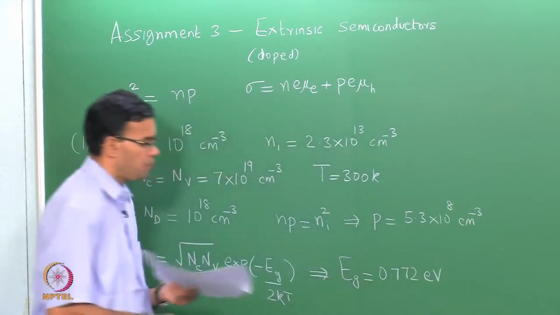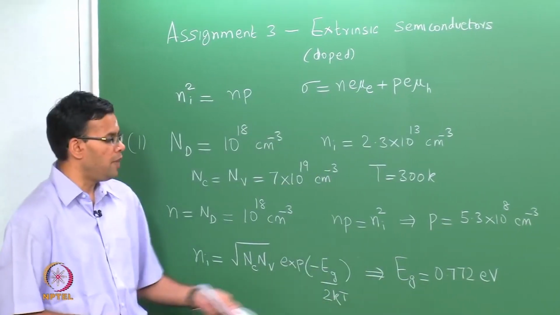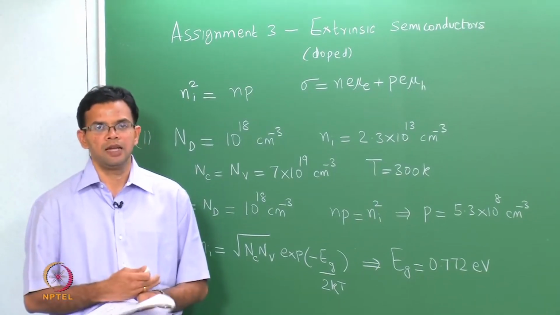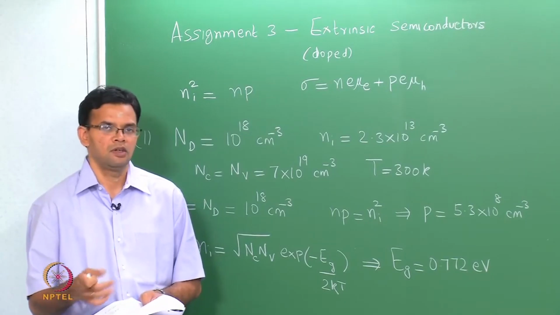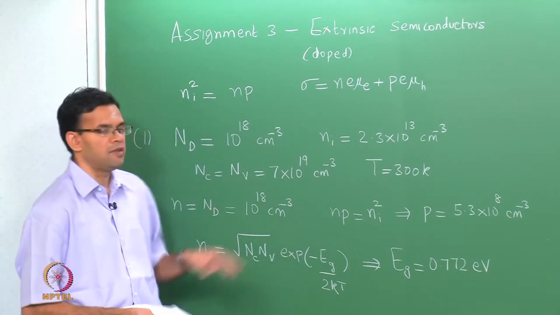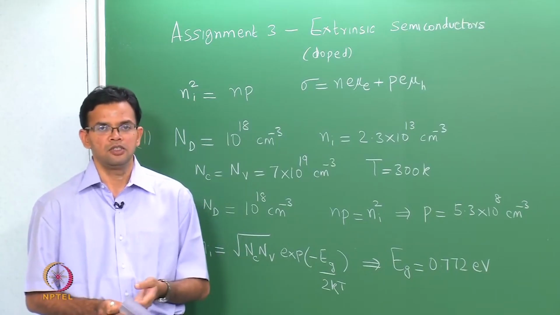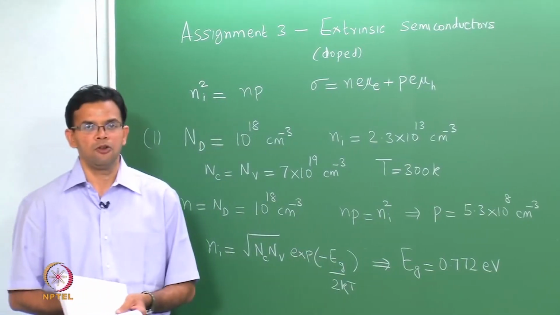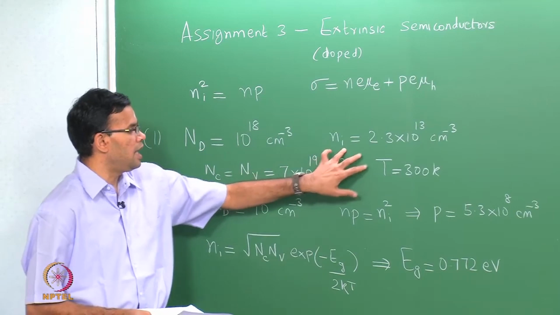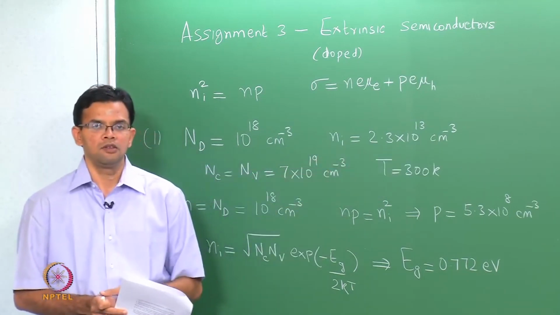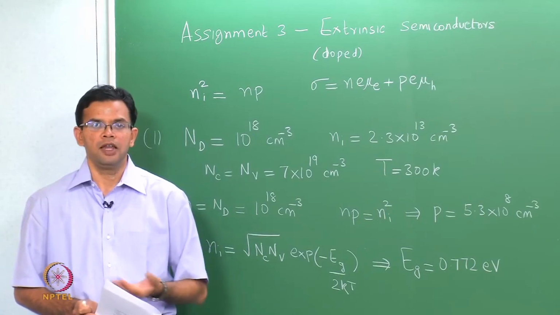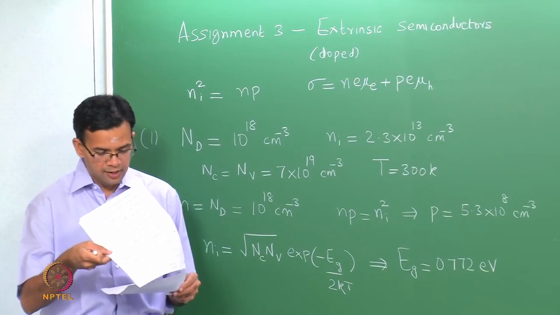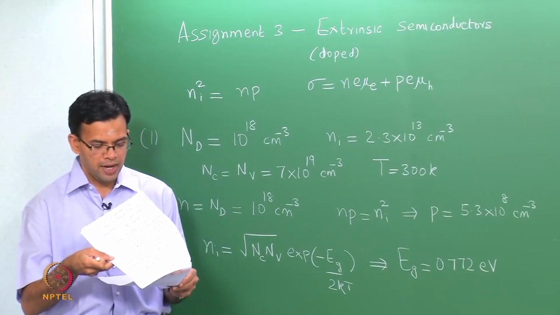0.772 electron volts. We can make a guess that the material is germanium, but germanium usually has a band gap of around 0.67. Of course, in this particular problem we have taken Nc equal to Nv, and that is not true for germanium, but this is the band gap. The band gap is a low value, you can see that because ni is around 10 to the 13. For pure silicon, the value of ni at room temperature is 10 to the 10. So, we have calculated the hole concentration and also the band gap.